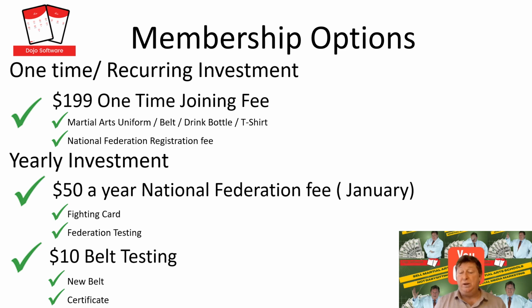We have a yearly investment after that. So when you want to be in the National Federation, then you're investing just $50 a year, and we do that in January. And then each belt test, which we have, you just have to cover the cost of the belt, so it's $10 for the belt testing, okay? And that happens depending on how great your kid advances. So the first thing you're doing is you're showing all the one-time fees, okay? Your joining fee. There could be the recurring investment, but what I want you to do is make these presentations up front, because they're going to see that I have a one-time joining fee, I have a yearly investment, and I have my $10 belt test.